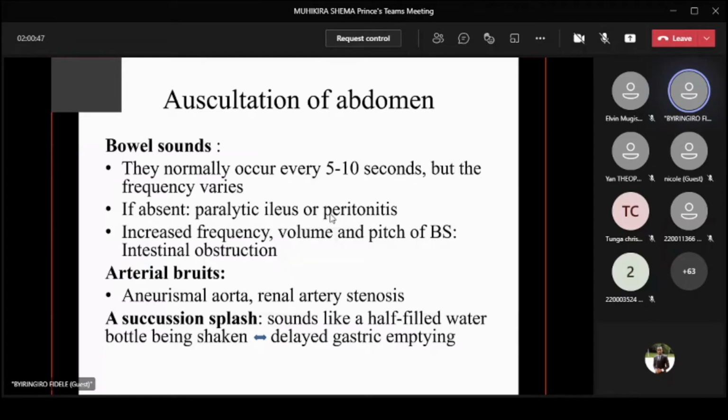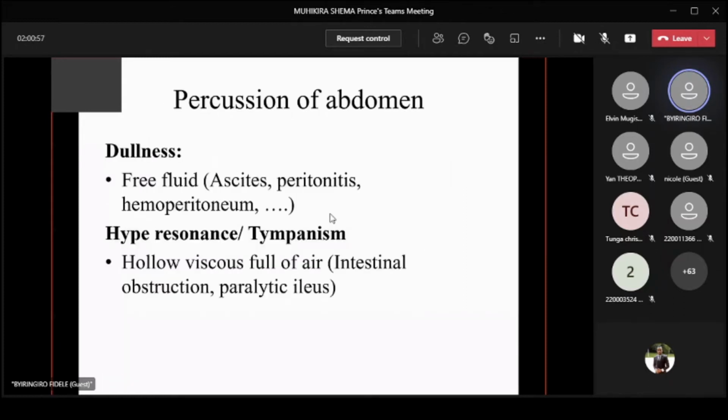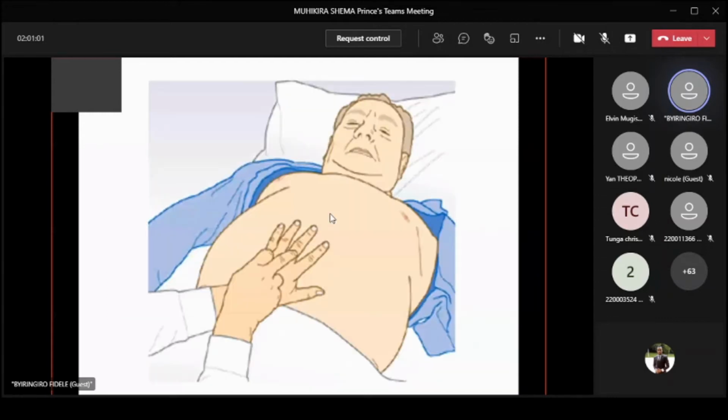So for percussion, you need to look for dullness if there is free fluid in the abdomen, or hyperresonance or tympany if there is gas filling the hollow viscous organs. So this is an example of a typical examination of the abdomen.